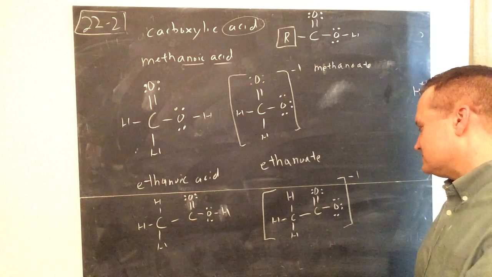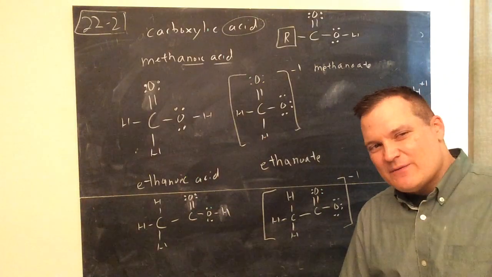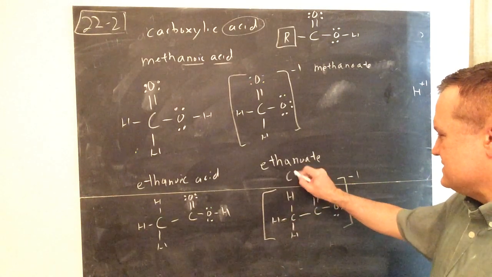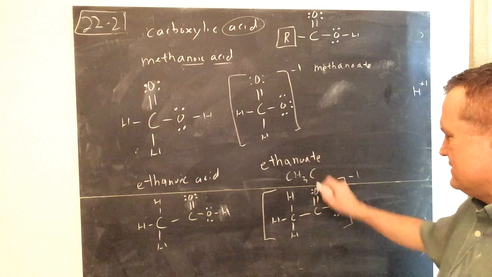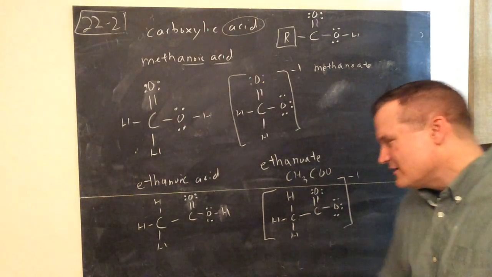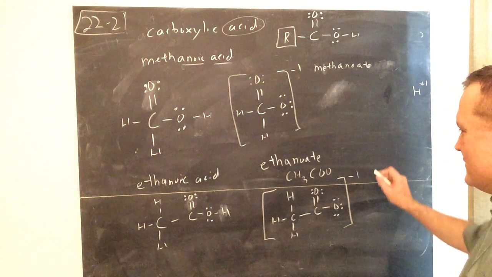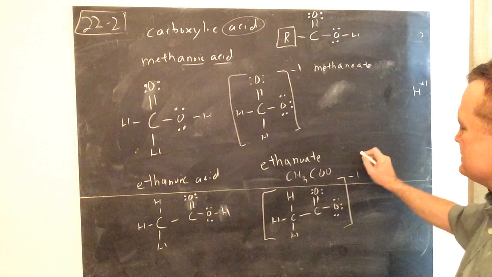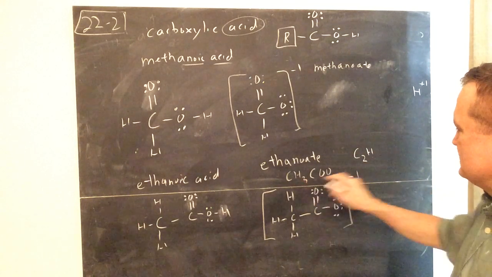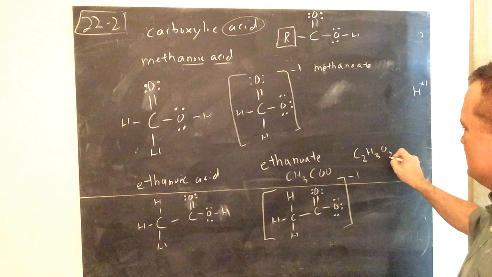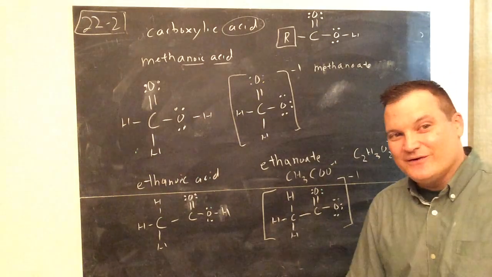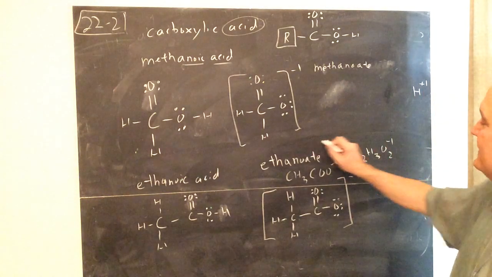Now, have you ever seen this anywhere before? What is that? CH3COO. Have you seen that somewhere before? CH3COO. What about if I rearrange it to just C2, there's 2 carbons, H3O2. Oh, and by the way, it's -1. Yes, you have seen that before. It is called acetate.